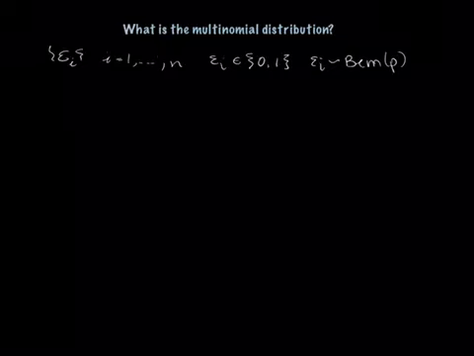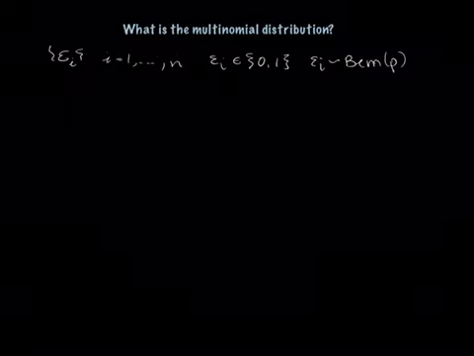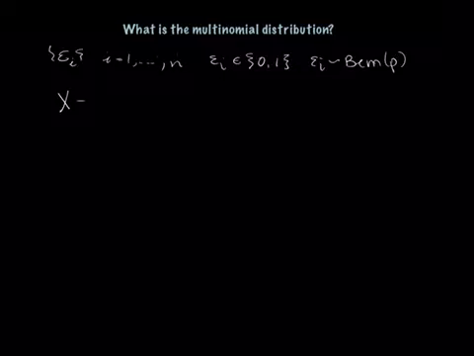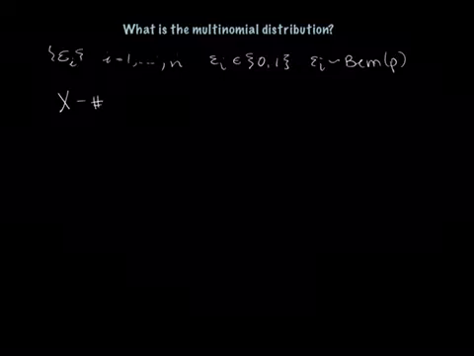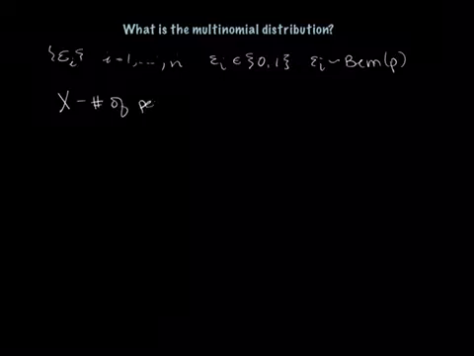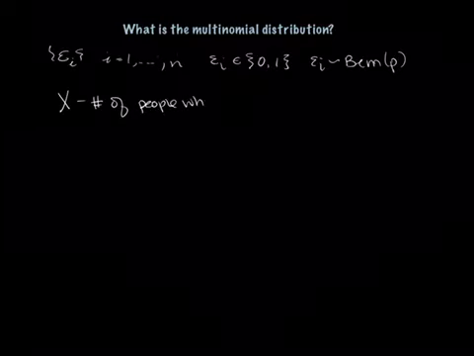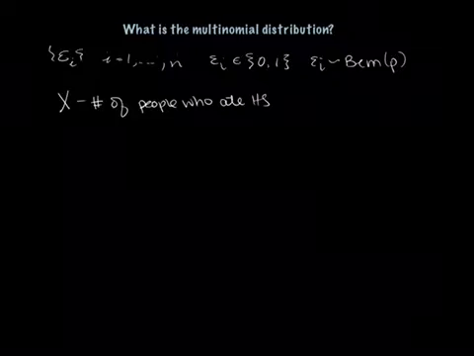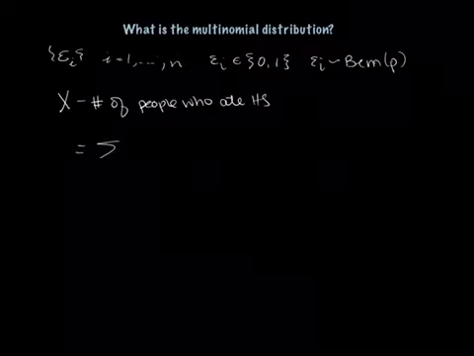Now, if we want to know the number of successes in the sequence, so how many of these people selected the ham sandwich, let's call that random variable x. So this is the number of people who ate a ham sandwich. So x is going to count the number of 1s, and this is actually a function of the epsilons, and formally we may express this as the sum of epsilon i.